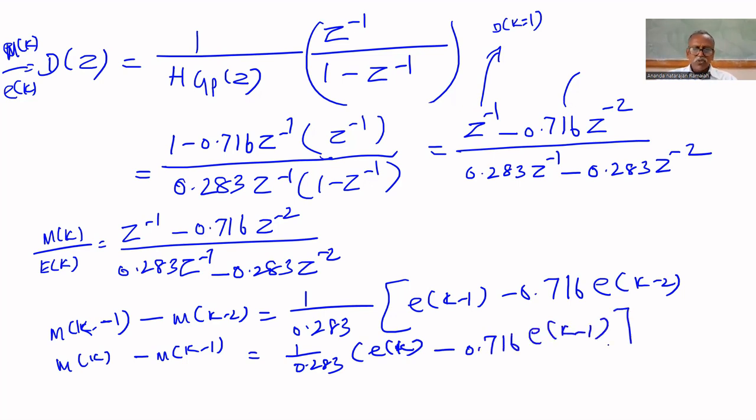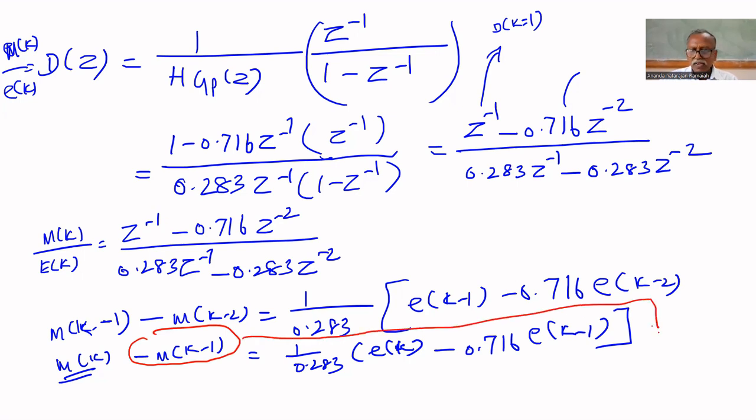K minus 1. So what is the controller output? M of K is the present controller output. You bring this to the right hand side, in plus sign. Present controller output equals previous controller output plus 1 by 0.283 times present error minus 0.716 divided by 0.283 times the previous sample instant error. Like that, we can find the controller output.